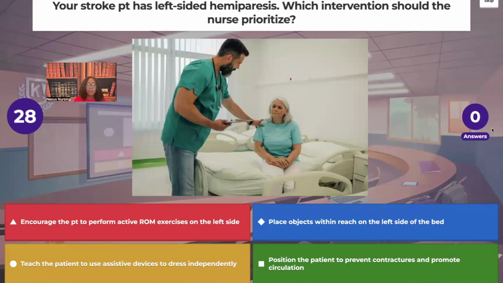Would it be encouraging the patient to perform active range of motion exercises on the left side? Would it be to place objects within reach on the left side? Would it be to teach a patient about the use of assistive devices to dress independently? Or would it be to position the patient to prevent contractures and promote circulation? What do you think is the correct answer?